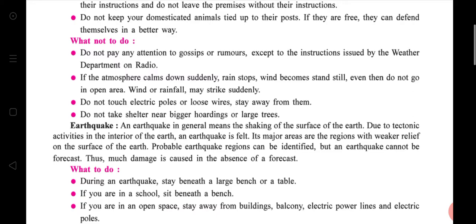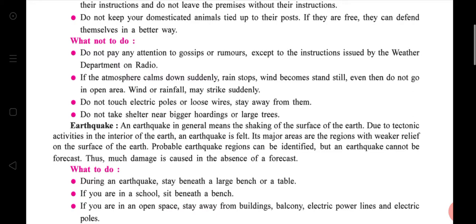Sometimes in a cyclone, I mean to say, the atmosphere calms down and tries to get back to a normal situation, rain stops, still don't go into an open area, because wind or rainfall may strike suddenly. Then do not touch electrical poles or loose wires. Stay away from them.